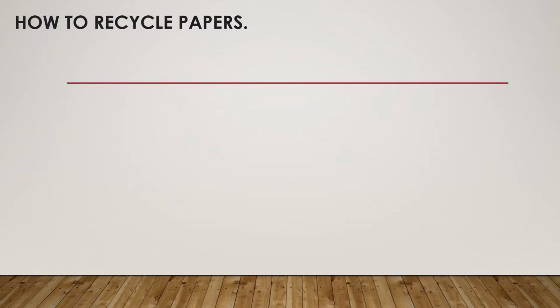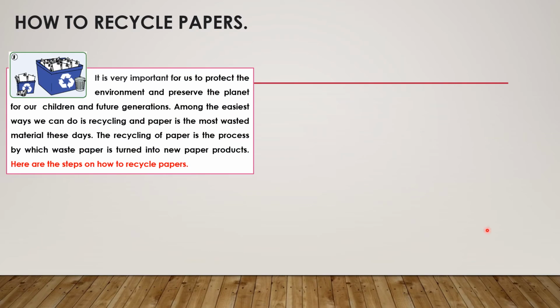Now, how to recycle paper. We have a lot of papers in our house, so what should we do? Now read this one. It is very important for us to protect the environment and preserve the planet for our children and future generations. So this is our task. It's us who should protect the environment and preserve. Preserve means that we have to maintain the planet for our children. Among the easiest ways we can do is recycling, and paper is the most wasted material these days. Exactly right, because one of the things that we all usually use is paper.